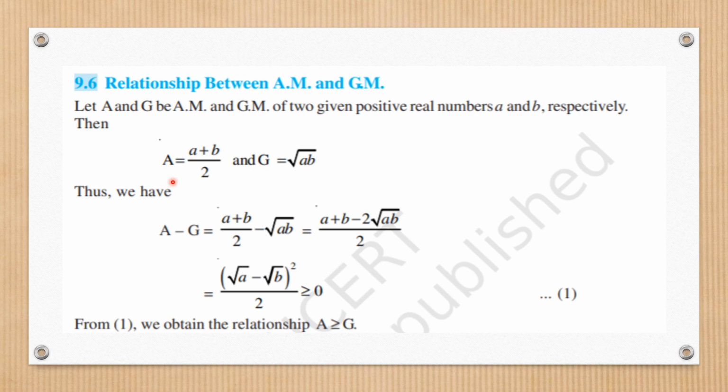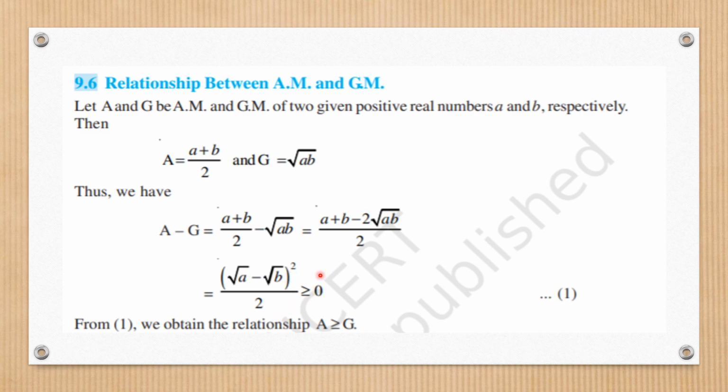Now let us find the difference between A and G, that is, consider A minus G. So I get (a + b)/2 minus the square root of ab. Let us take the LCM. After that I get (a + b minus 2 root ab)/2. Now see the numerator: it can be written as (root a) whole square plus (root b) whole square minus the cross term. So this expression becomes (root a minus root b) whole square divided by 2.